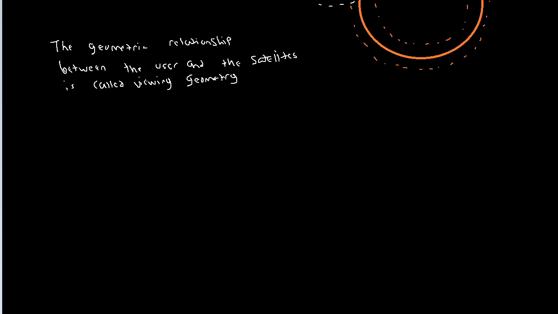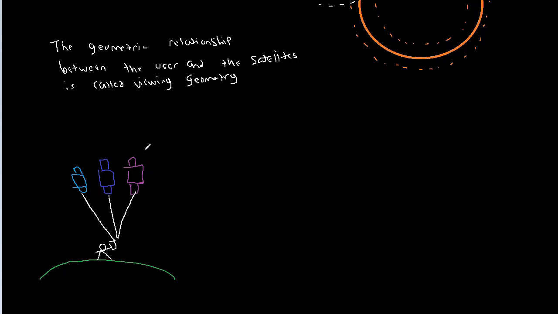To stylize this in a slightly different way: if this is you as the user standing here with your smartphone, and we have three satellites in space, and they're all mostly in the same place overhead, and they're communicating, this is bad viewing geometry.